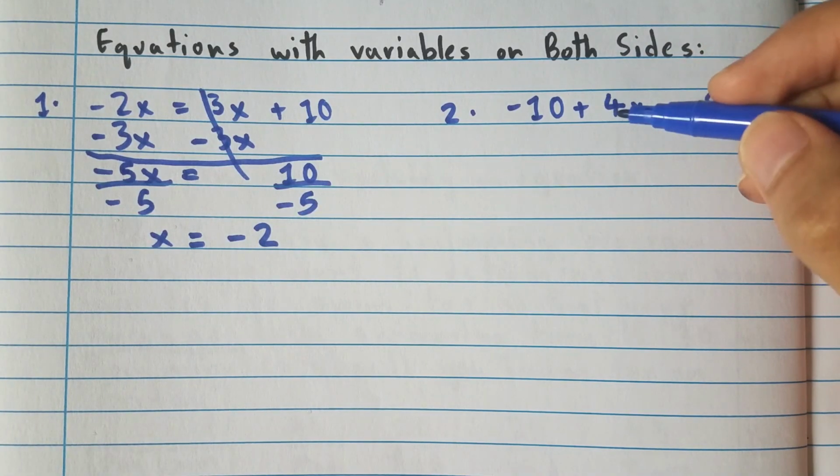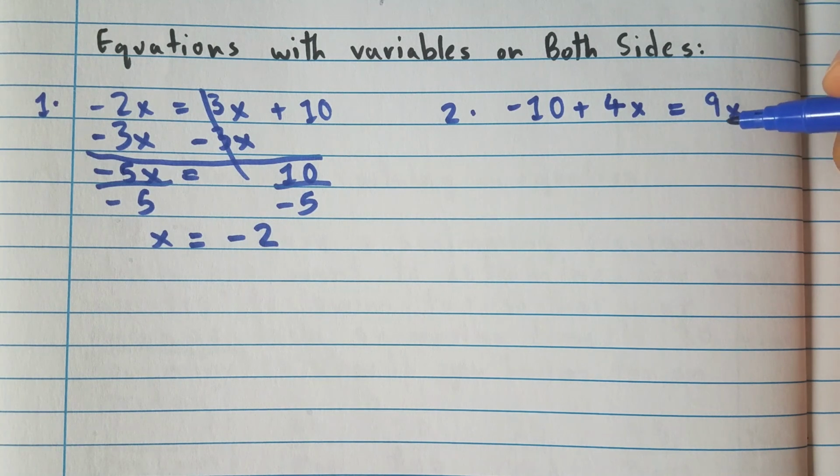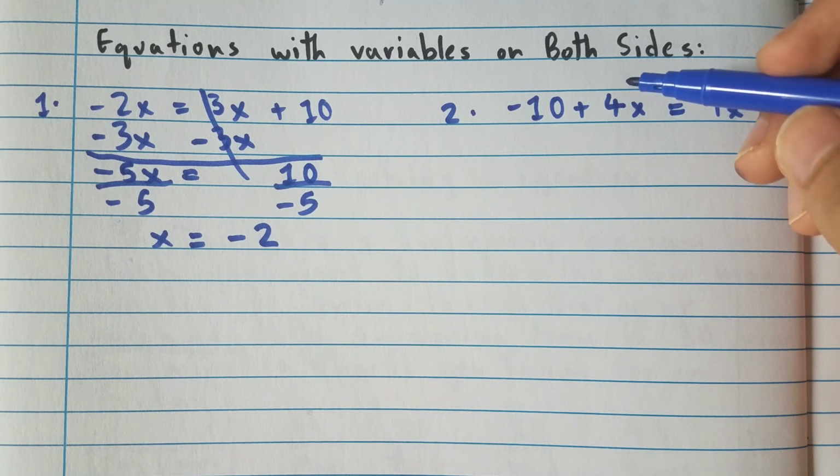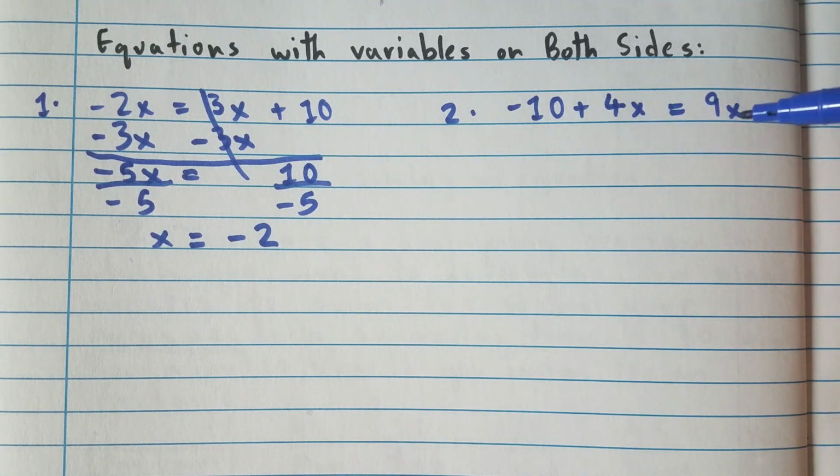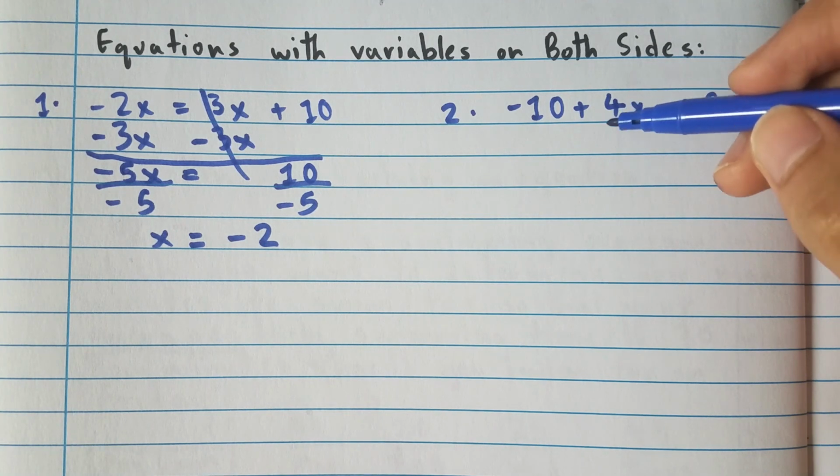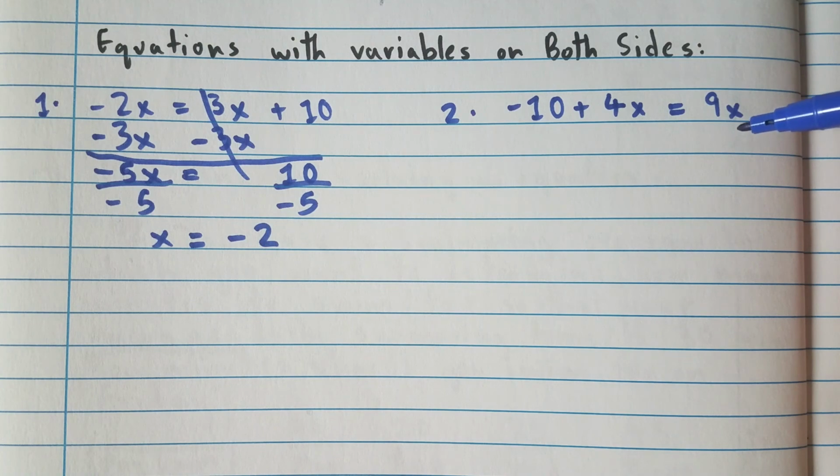We're given that negative 10 plus 4x equals 9x. Again, this is a situation in which we have variables on both sides. So on the left side we have 4x, and on the right side we have 9x. So we know that we can use the subtraction property to get rid of the x here, so we can move it to here by adding negative 4x.